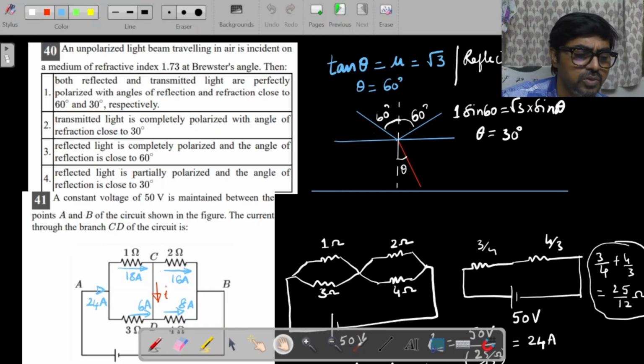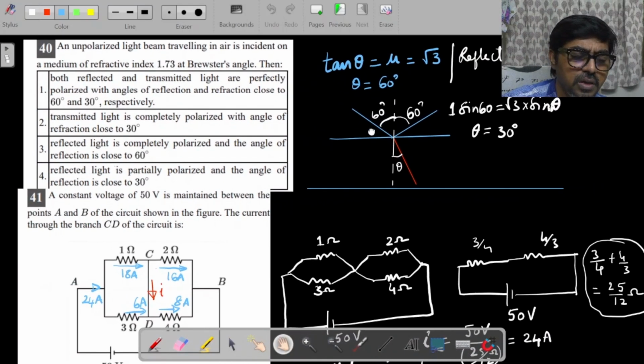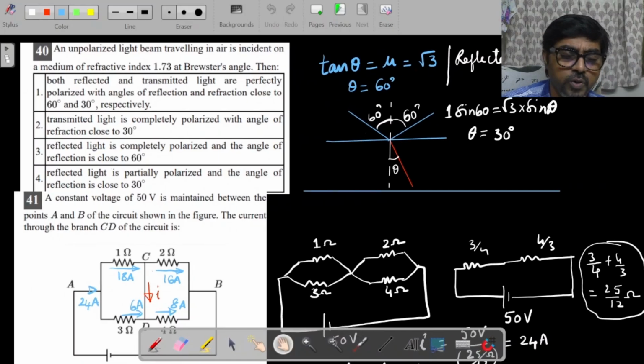Okay, now let us go to the 40th question. An unpolarized light beam travelling in air is incident on a medium of refractive index 1.73 at Brewster's angle. So this is a very regular standard question. Angle of incidence, let's say, is theta, then tan theta equals mu is going to be the Brewster's law. So tan theta equals 1.73, that means mu equals approximately root 3. That means theta equals 60 degrees we can take.